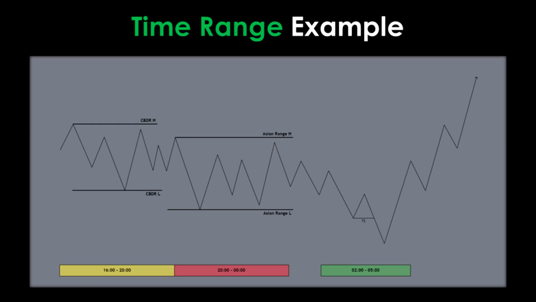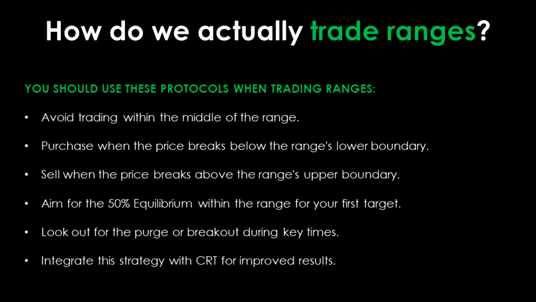Another example of a time range is the Monday candle range. If this candle forms while testing a higher time frame key level, the high and low of the Monday's candle are treated as a CRT range in their own right. Additionally, since this range forms at a specific time, it also qualifies as a time range. So let's now cover how to effectively trade these ranges.